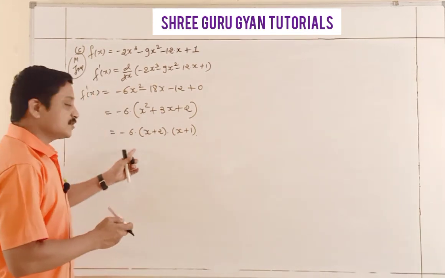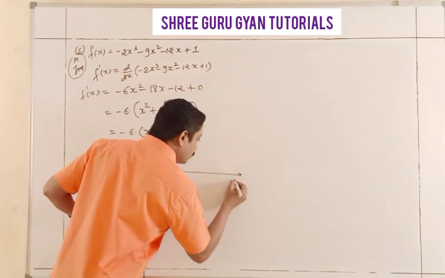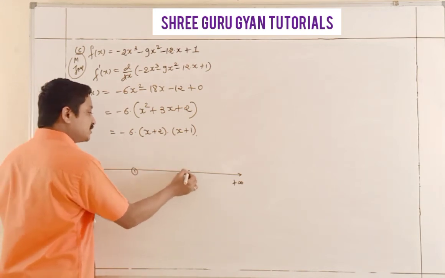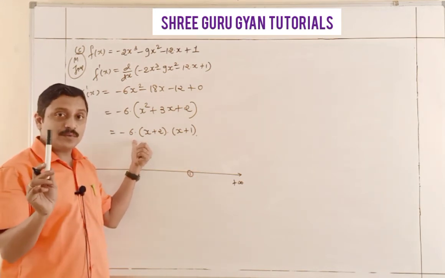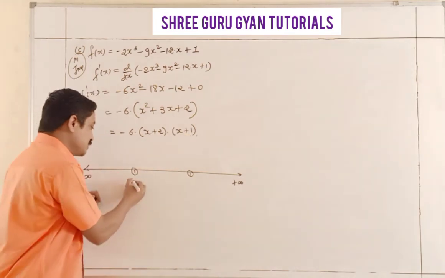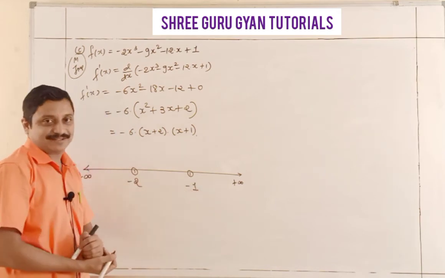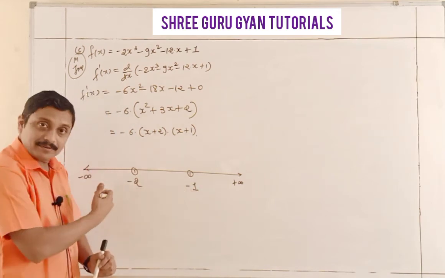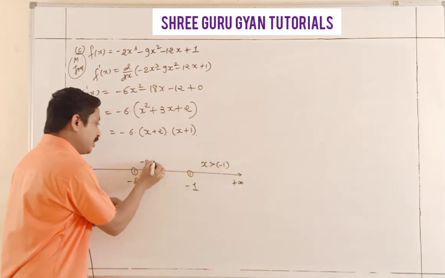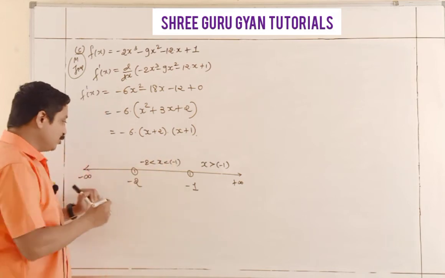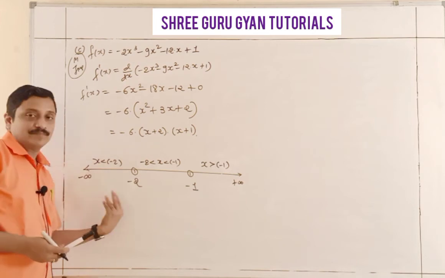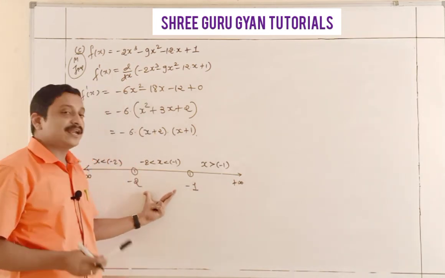So students, I draw the number line from plus infinity to minus infinity, and we take the two points. Minus 6 is never 0, but x plus 2 equal to 0 gives -2, and x plus 1 equal to 0 gives -1. So your answer is -2 here, -1 here. Always take the left side lowest number. So your first domain, second domain, and third domain: below -2, then -2 to -1, and more than -1.